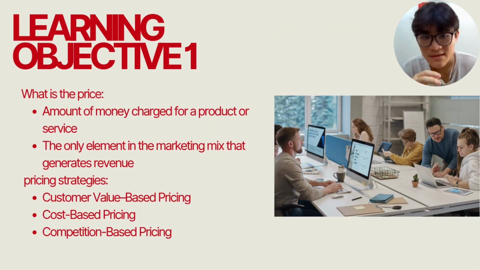Next, I will talk about Objective 1, which focuses on what price really means and the three major pricing strategies commonly used. First, what is price? Price is the amount of money charged for a product or service. Or more broadly, it's the value customers exchange to gain the benefits of owning or using a product.